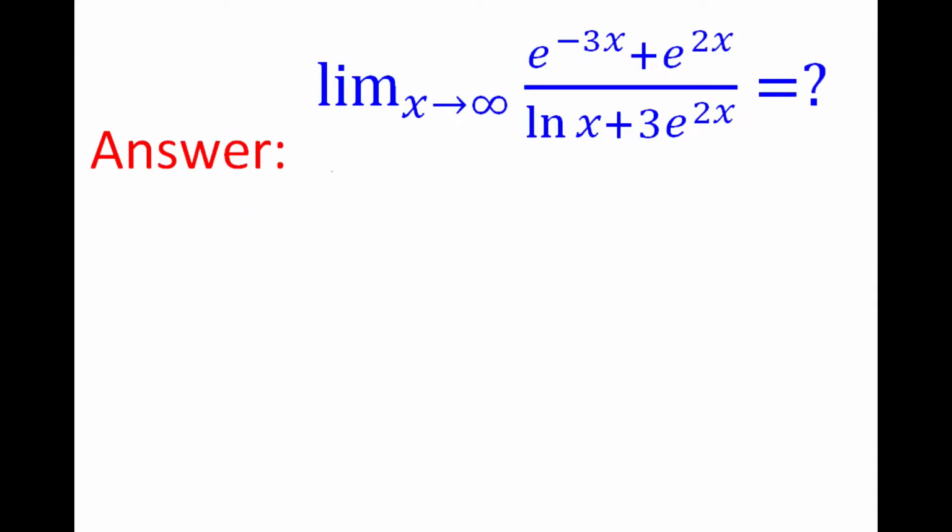In our question, guys, we have e to the power of minus 3x plus e to the power of 2x divided by ln x plus 3 times e to the power of 2x. And this is equal to what?